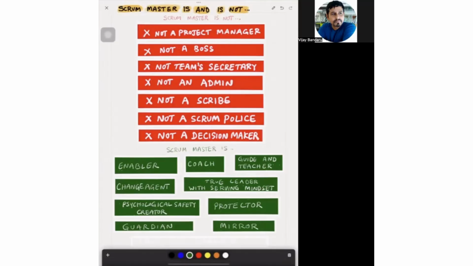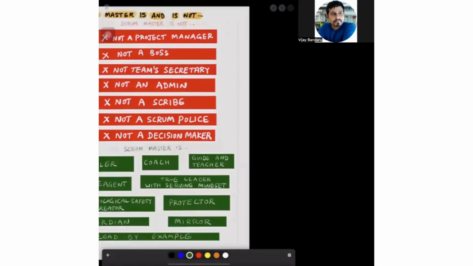Similarly, a great Scrum Master will have a true reflection mindset. That means non-judgmental, non-criticizing, and non-blaming. And a great Scrum Master leads by example. That means whatever change they expect from the developers, product owner, organization, or leadership, they start that change from themselves. That is what is called leading by example. And this is what a Scrum Master is.